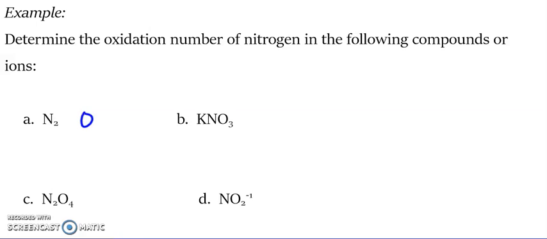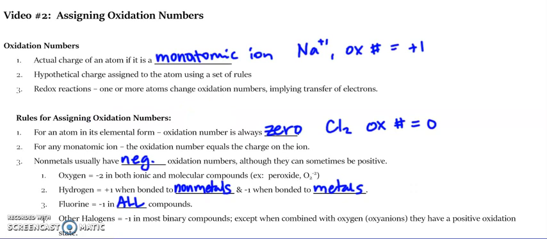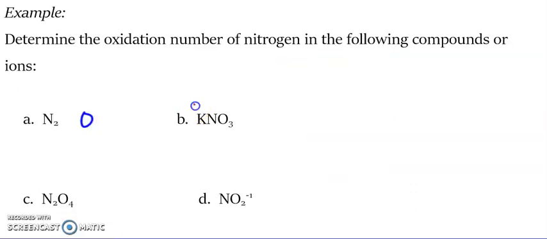All right, so K is going to be a +1, right? If I go back to the rules, for any monatomic ion, the oxidation number equals the charge. So that's what K is. So this K is a +1. O is a -2, and I have 3 of those. So together, all of them are a -6.